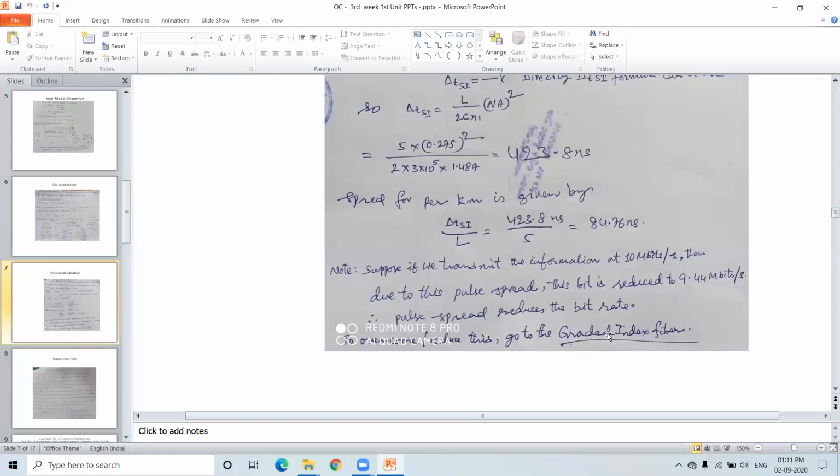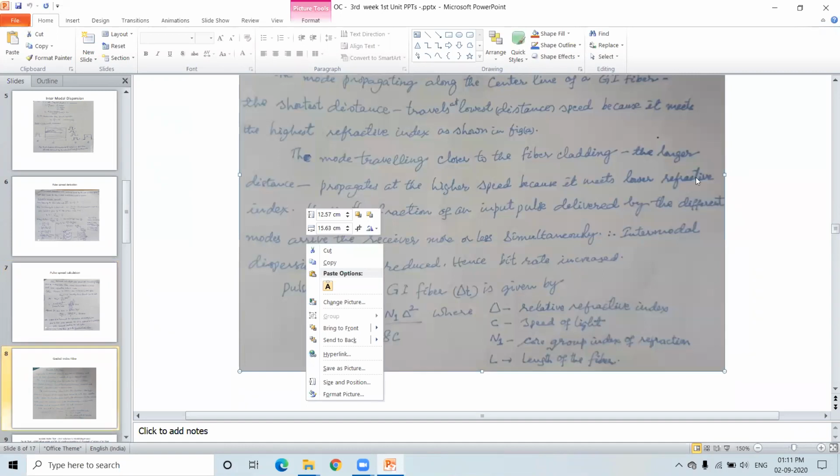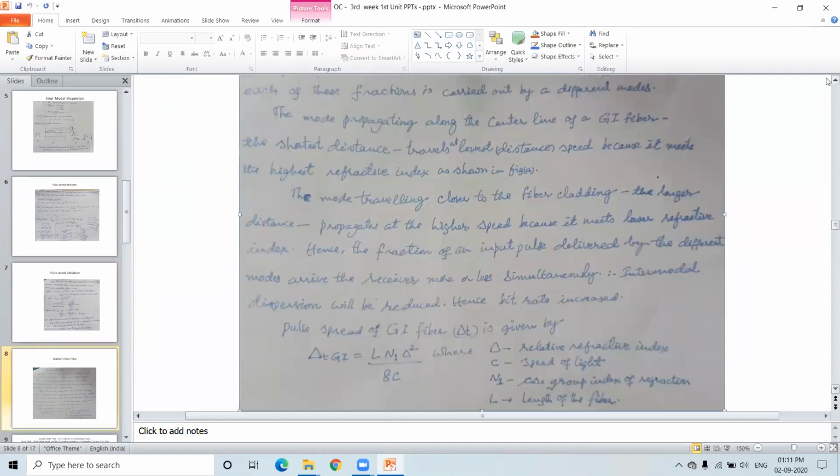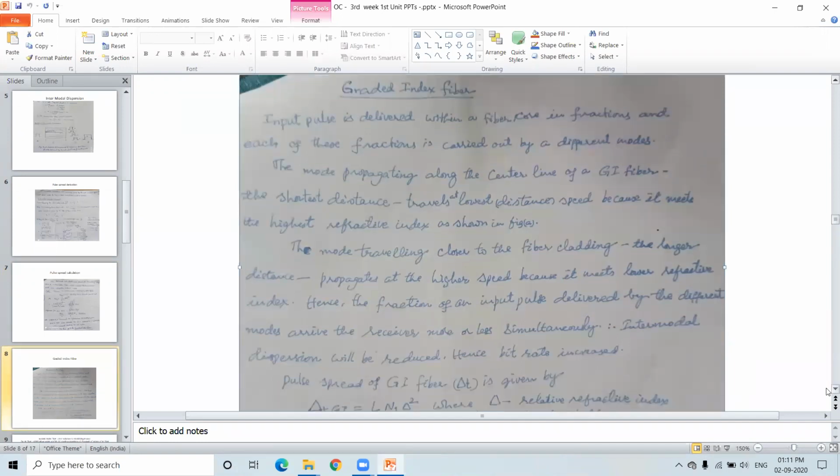Now the graded index fiber is a multimode optical fiber of graded index type. Earlier, in the multimode fiber of step index, the pulse spread is more. To reduce this, the first solution is going for the graded index fiber. So now what is the graded index fiber? In the graded index fiber, the refractive index is gradually changing. That is why it is called a graded index optical fiber.